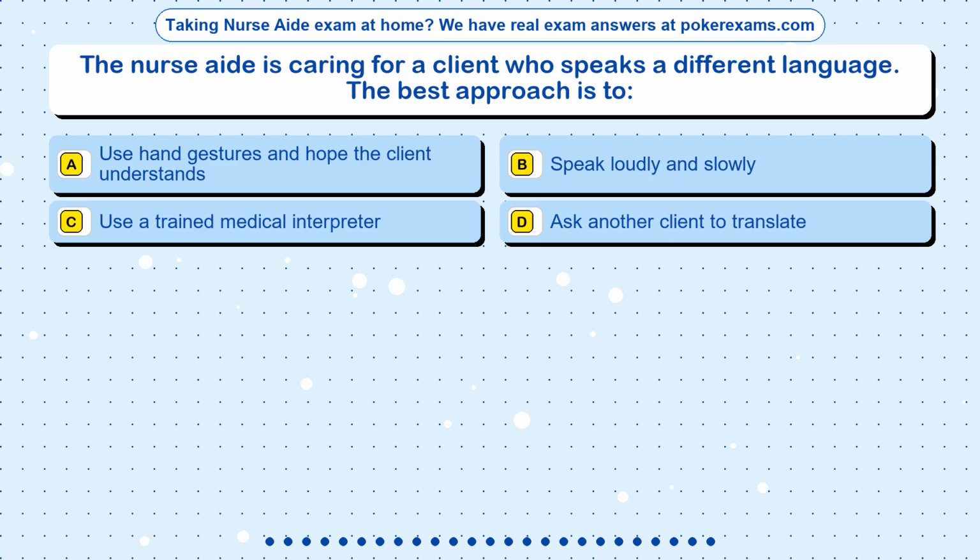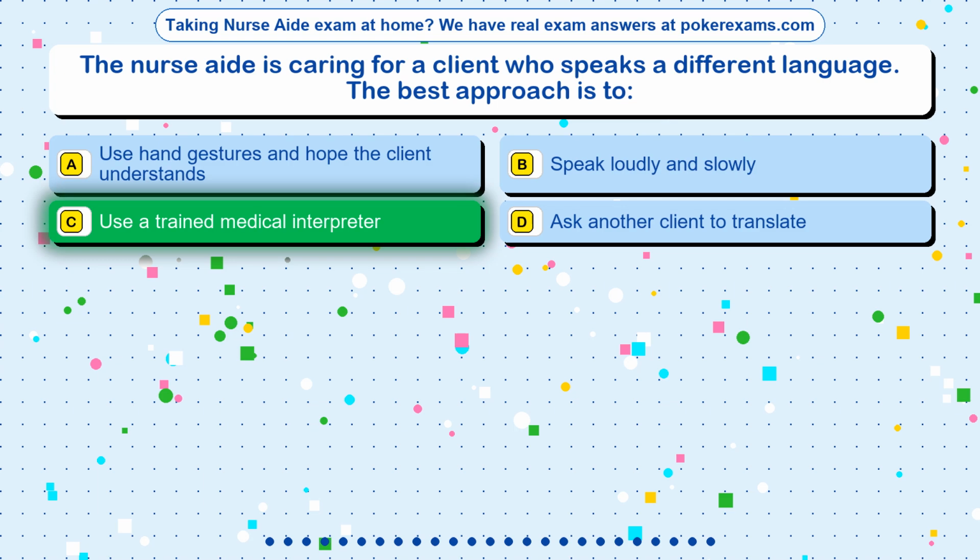Question 5. The nurse aide is caring for a client who speaks a different language. The best approach is to: Option A. Use hand gestures and hope the client understands. Option B. Speak loudly and slowly. Option C. Use a trained medical interpreter. Option D. Ask another client to translate.